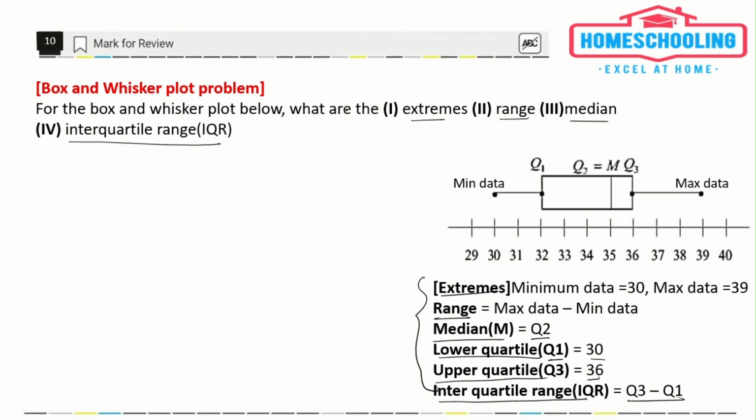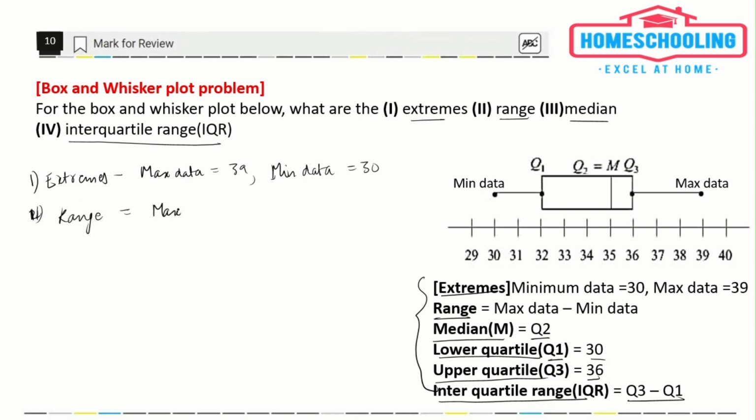Now let's find out the things that are asked in the question. The first is extremes. Extremes are the maximum and minimum data. So the maximum data is 39 and the minimum data is 30. So the minimum data is equal to 30. Now, the second part, we have to find the range.